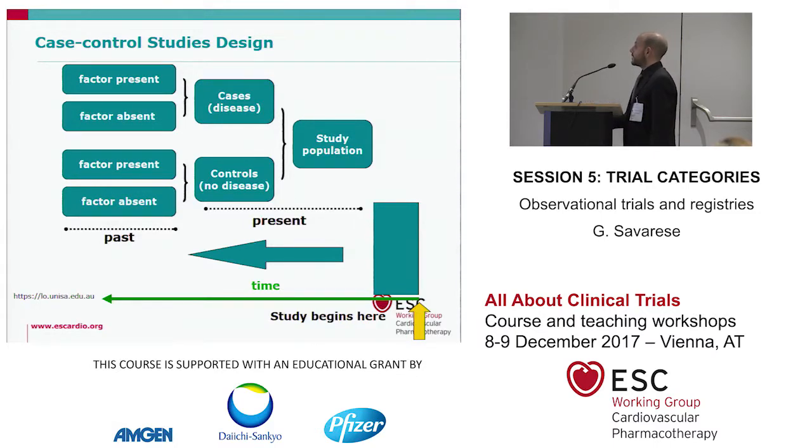Then we have the case control study design. In this kind of study, if we consider that the study starts here in 2017, we study the baseline characteristics of our study population, and we can determine which ones are the cases and which ones are the controls, meaning which ones have the disease and which ones don't have the disease. And then we look in the past to see how many patients had the factor present or absent according to disease or no disease, and then we compare the proportions.